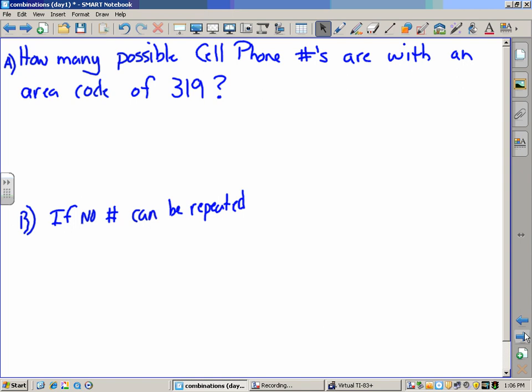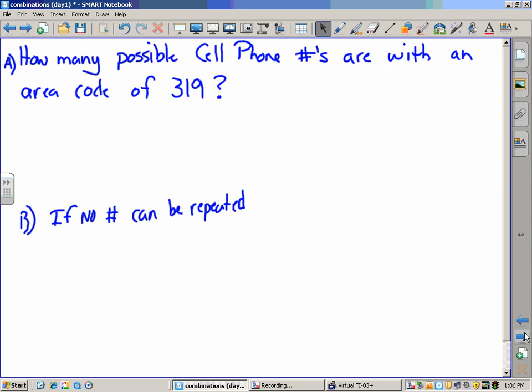Question here is about cell phones. If we're talking about a cell phone that has to have an area code 319, I want to know how many different possible cell phone numbers are possible here in the 319 area code. So out of all the companies that have them out there, how many combinations, how many cell phones could they issue in the 319 area code?